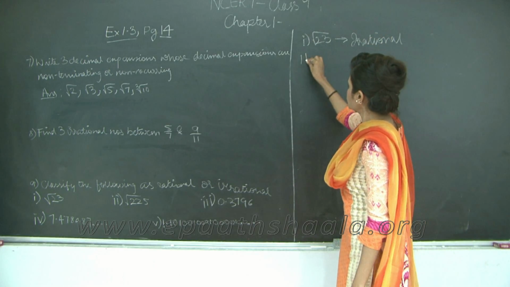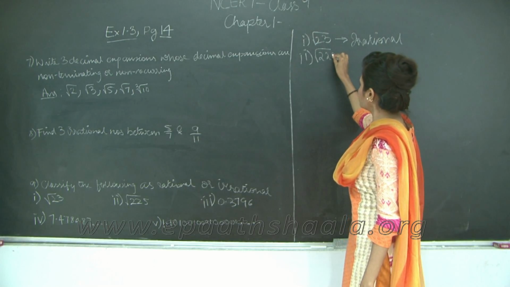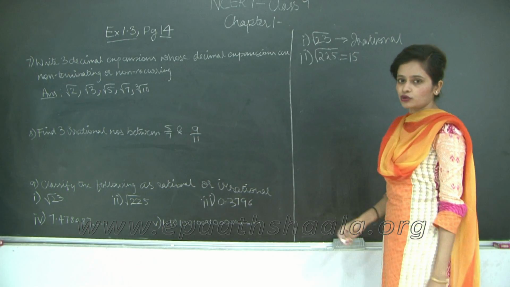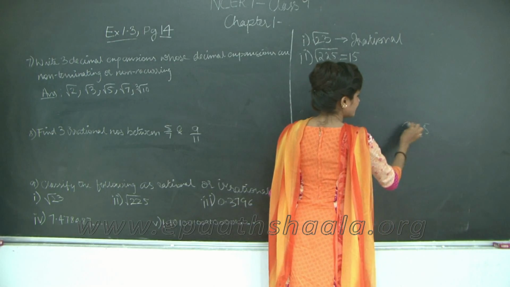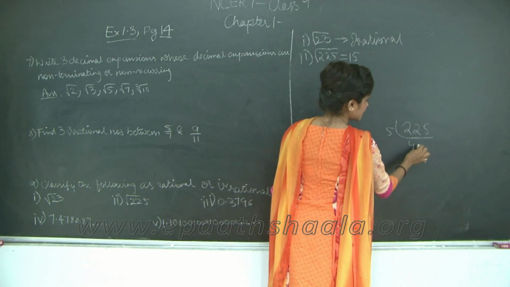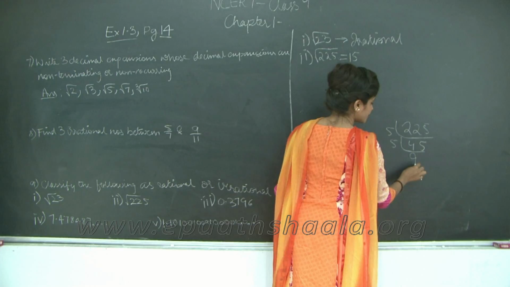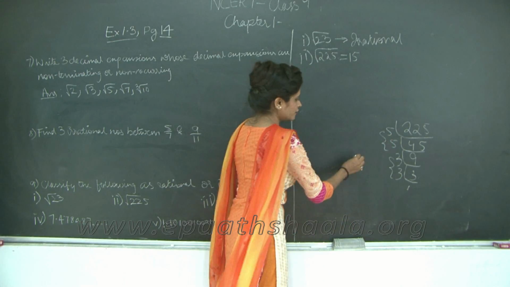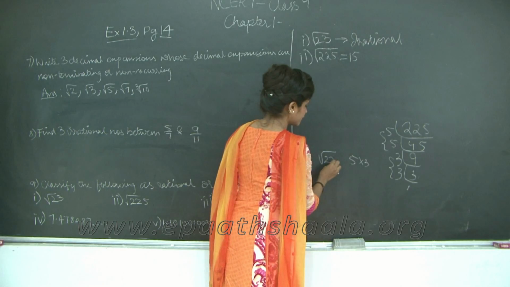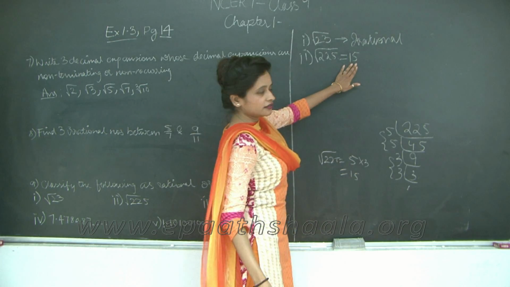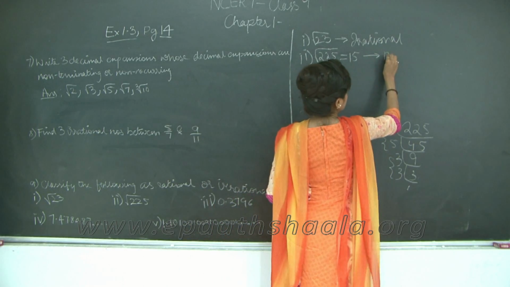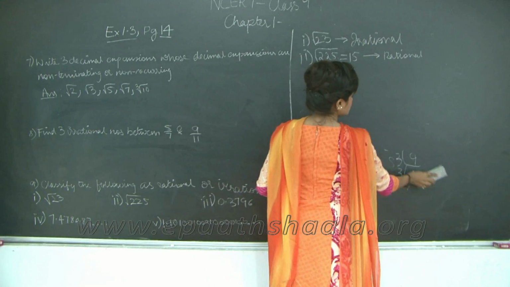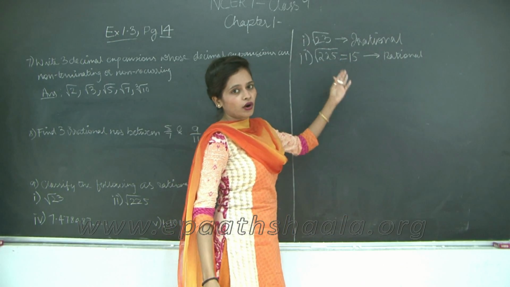Let's check the second term. Root of 225. We know that the square root of 225 is 15. Right? If you do not know how to calculate square root, let's take 225 and find the square root. So I have 5 4s are 20, 5 5s are 25, 5 9s are 45, 3 3s are 9, and 3 1s are 3. So you see 3 is repeating twice and 5 is repeating twice. So 5 into 3 is the square root of 225, which is 15. So 15, that is why this term is rational. Why rational? Because this is also a natural number. You can classify it as a natural number or a whole number or as an integer.